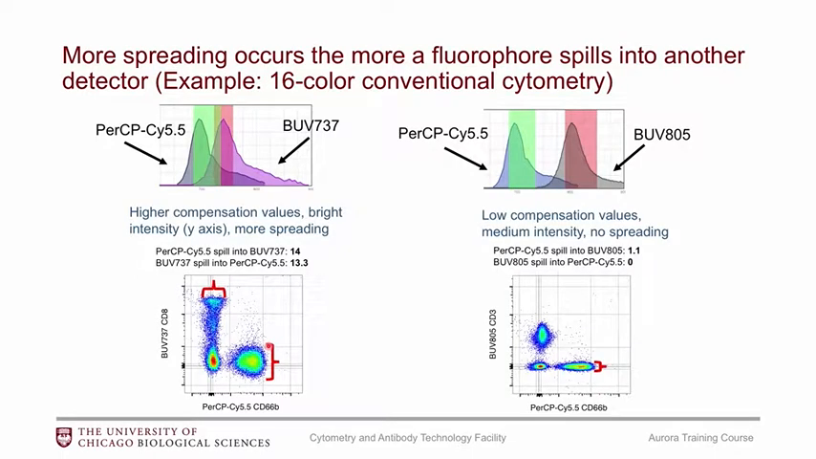And that becomes very apparent when you compare this instead to BUV805, where there's very low compensation, there's not a lot of spilling into each other. And so compared to when we looked at BUV737, which has lots of spreading, the BUV805 does not have nearly as much spreading.